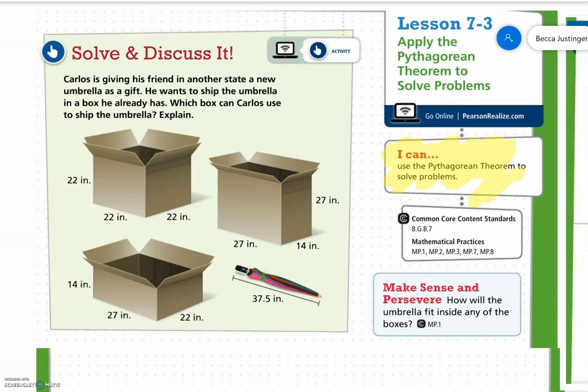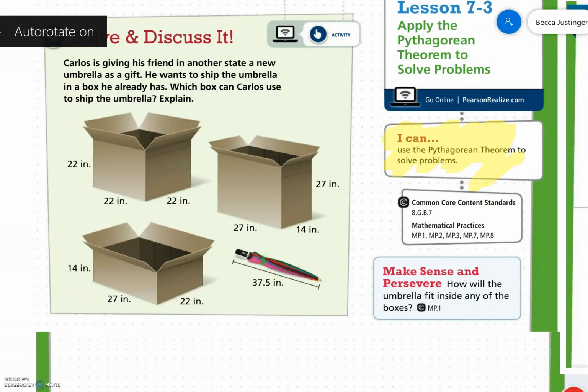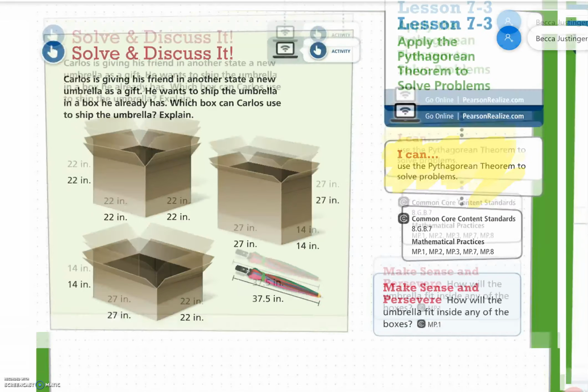Carlos is giving his friend in another state a new umbrella as a gift. He wants to ship the umbrella in a box he already has. Which box can Carlos use to ship the umbrella? Explain. Well, we got a lot of choices here.